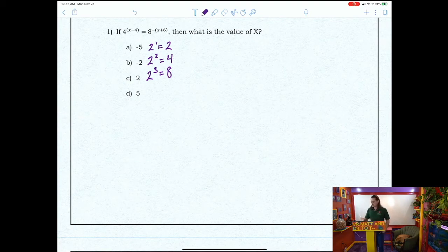So I just need to make sure that I use parentheses really carefully here. So instead of 4, I'm going to write 2 squared. That's still raised to the x minus 4 power. Instead of 8, I'm going to write 2 cubed. And again, that's still raised to the negative 1 times x plus 6 power.